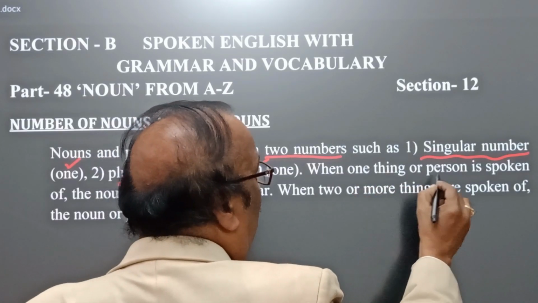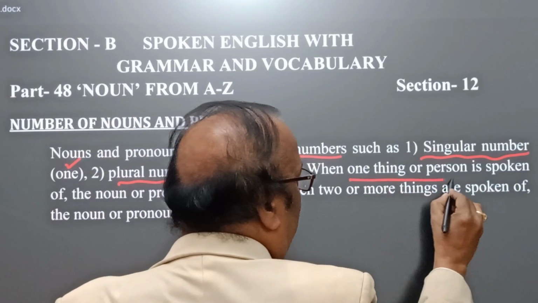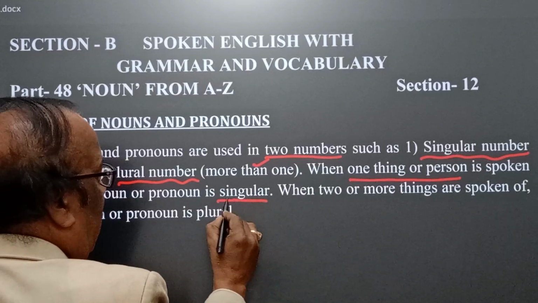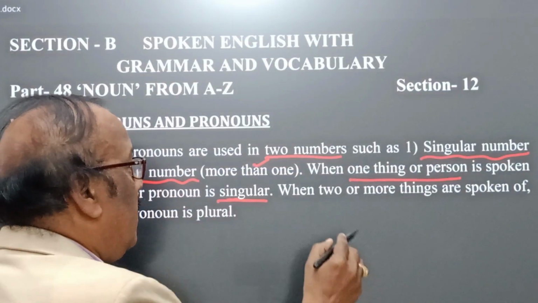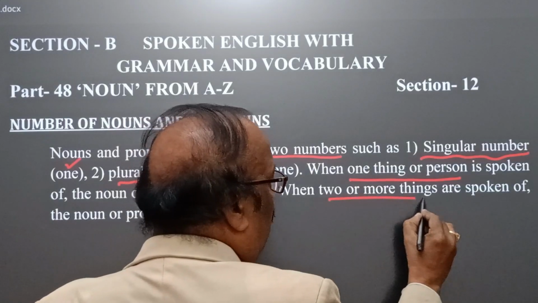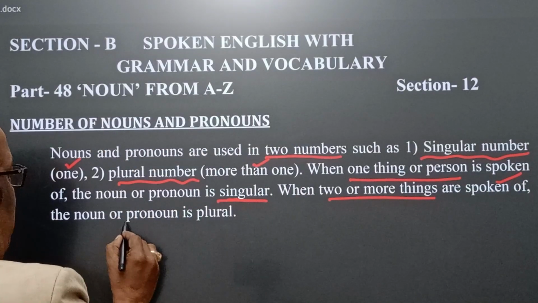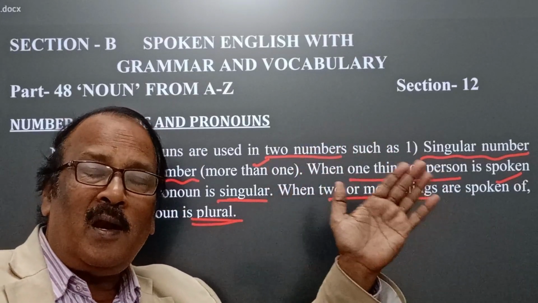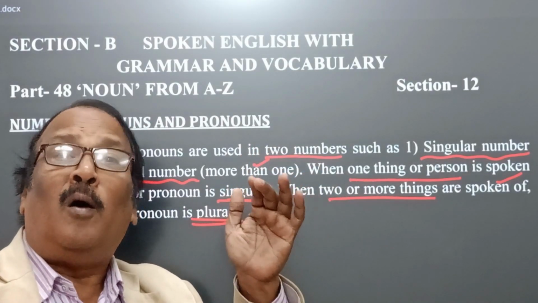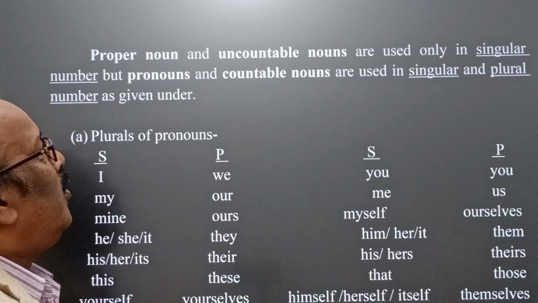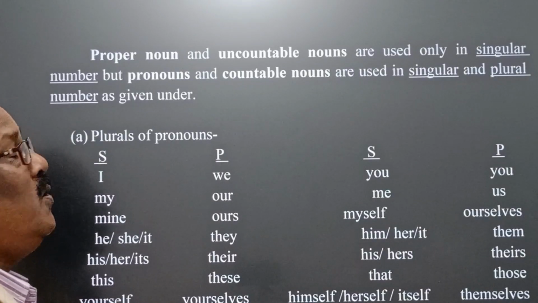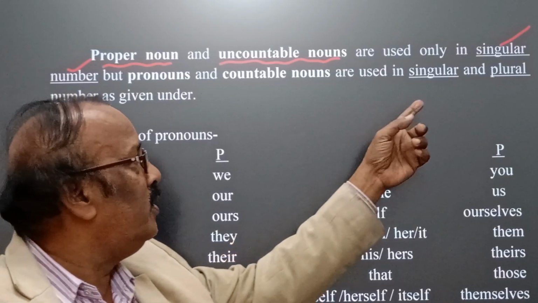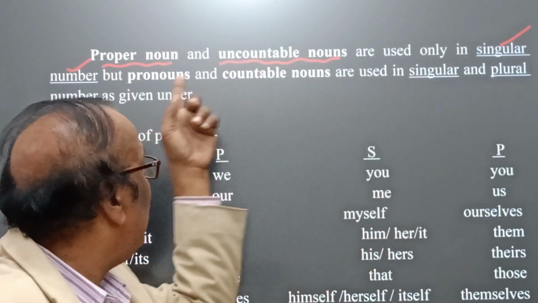When one thing or person is spoken of, the noun or pronoun is singular. It is very natural. When two or more things are spoken of, the noun or pronoun is plural. This is the difference between singular and plural countable noun or pronoun. Proper nouns and uncountable nouns are used only in singular number, naturally, but pronouns and countable nouns are used in singular as well as plural numbers.